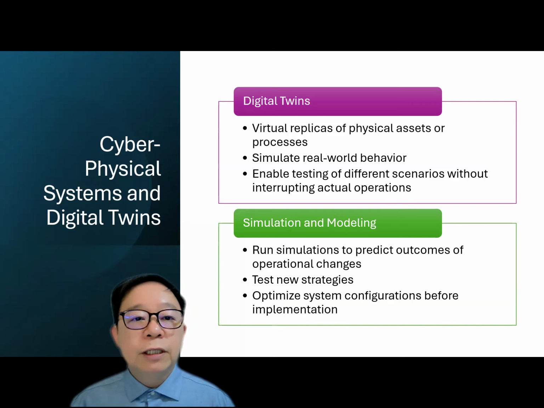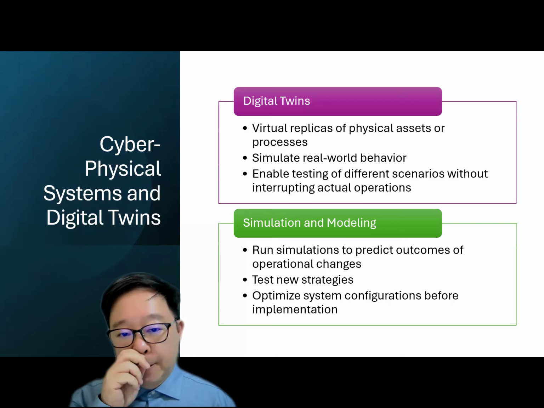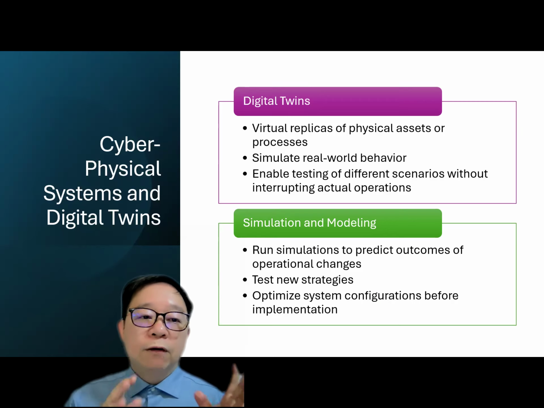Of course, we also want to have more agents. Okay, we're talking about agents this year, right? So cyber, we call it cyber-physical system, and digital twin. What are they? A digital twin means we have a virtual replica of physical assets and processes, right? So your factory is still running.